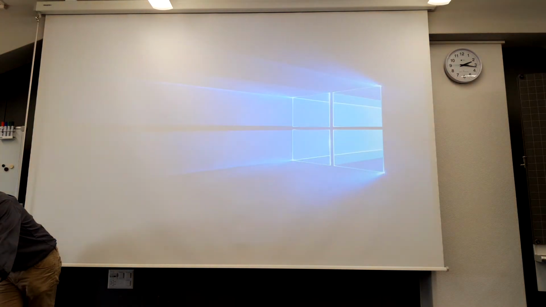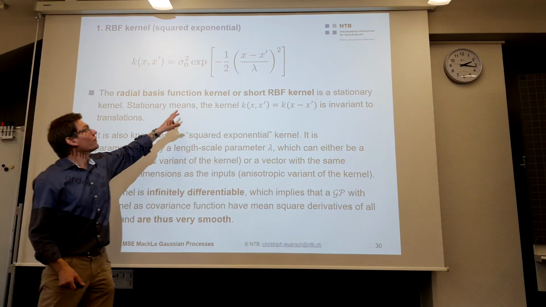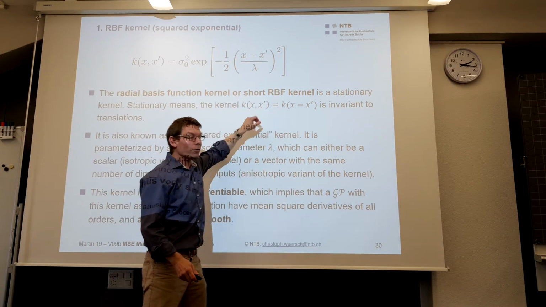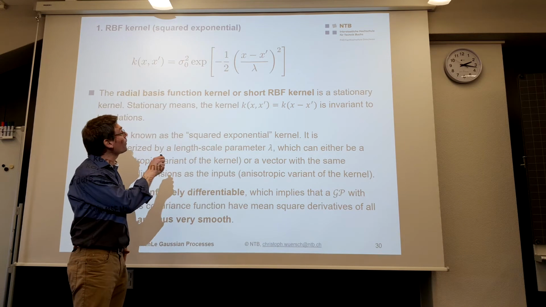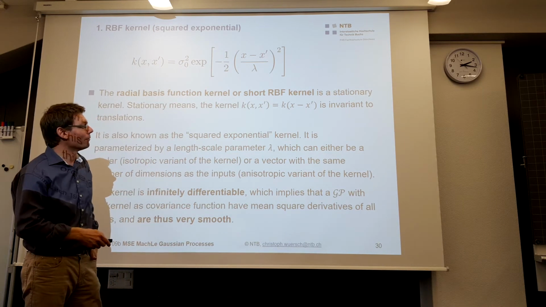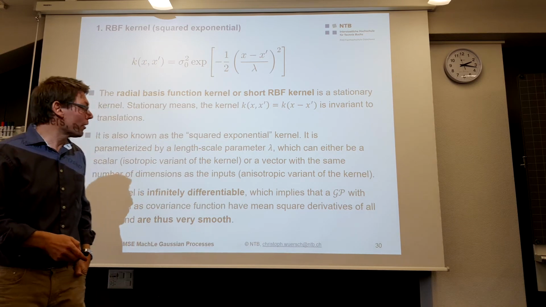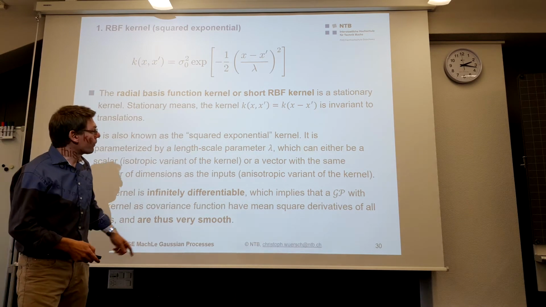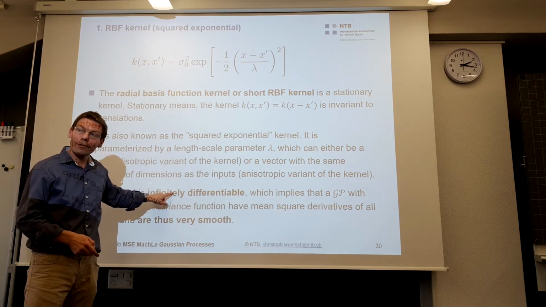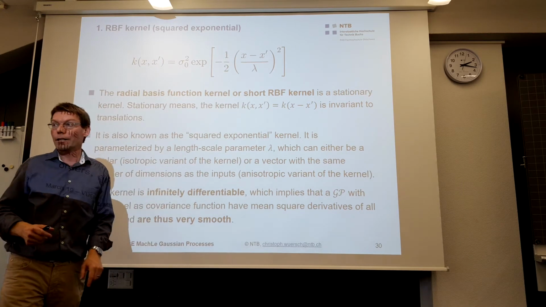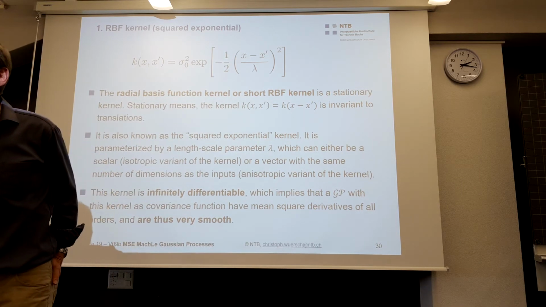So probably it's good to go through the squared exponential kernel, two hyperparameters, sigma 0 and lambda. It's only dependent on the distance, so it's a stationary kernel. It's very smooth also by the reason that it is itself infinitely many times differentiable.